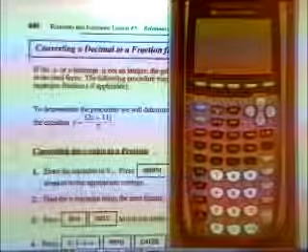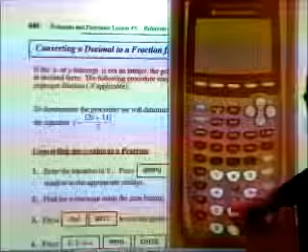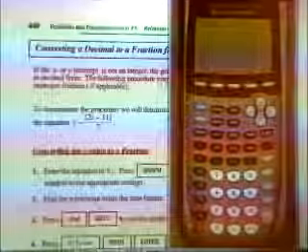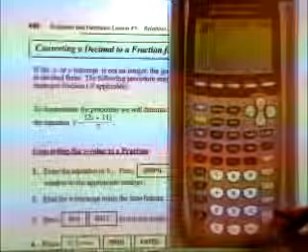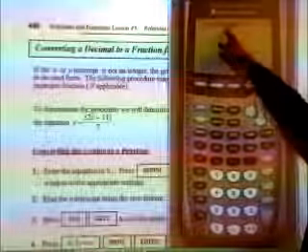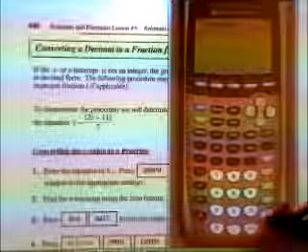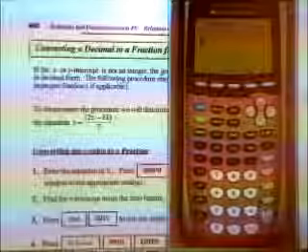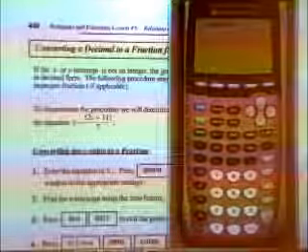So what was that again? 5.5. So I could type 5.5, then press the math button, and there's an arrow that says frac. I press enter, so it says take 5.5 and make it into a fraction. 11 halves.